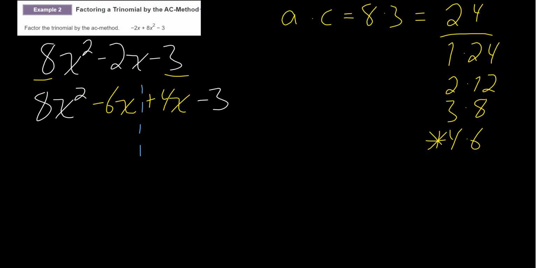What can I factor out of the right side? Well, it looks like a 2x, and that leaves me with 4x minus 3. All right, well, the right side is 4x minus 3, isn't it? So what am I going to do?